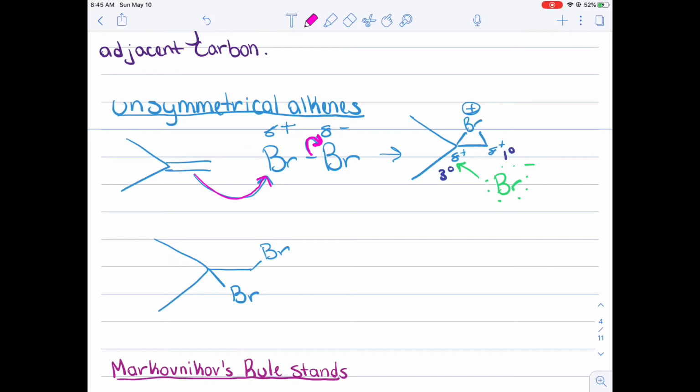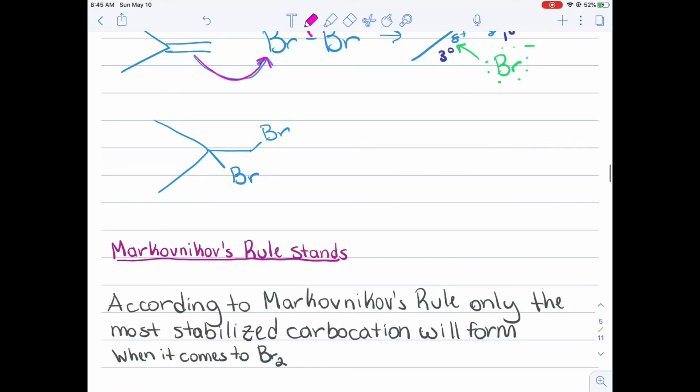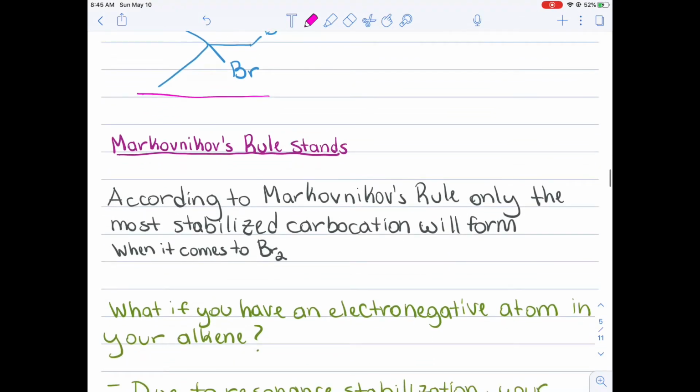Now, let's take a look at the structure. One of the carbons is a tertiary carbon. The other is a primary carbon. Which one do you think the bromide is going to attack? It will be the more substituted carbon due to the fact that it's going to create stabilization. Therefore, you come out with this product. And Markovnikov's rule will stand. Only the most stabilized carbocation will form when it comes to adding your diatomic halide.